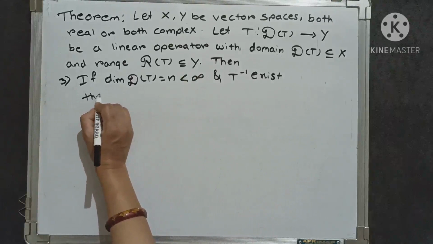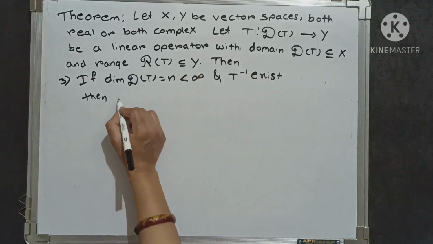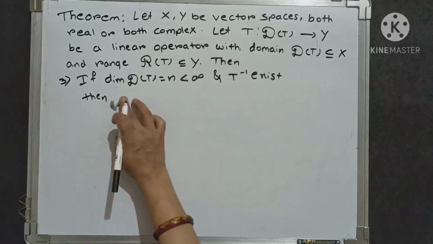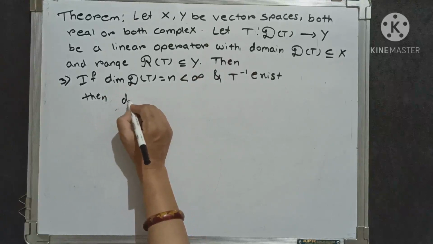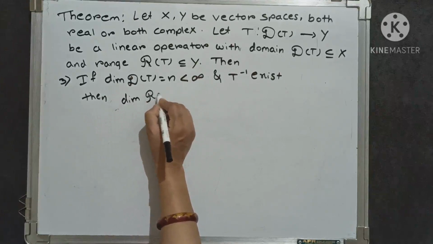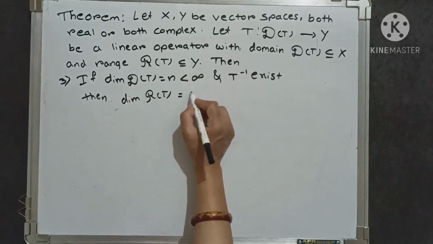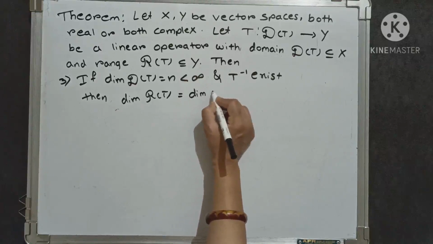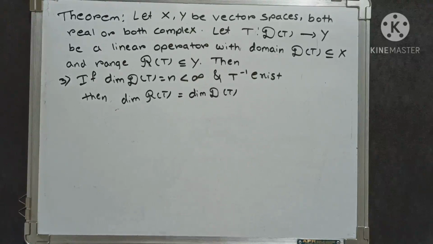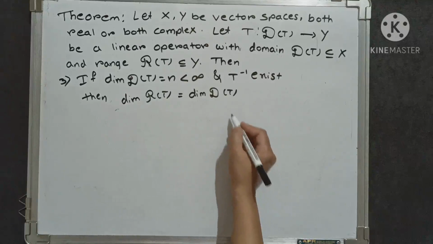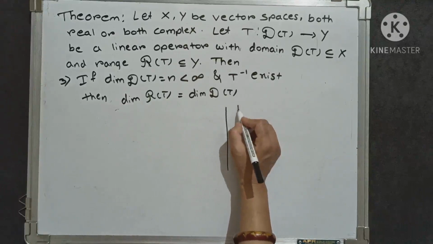then dimension of script R of T is equal to dimension of script D of T. That is what we have to show. Now to prove this statement, we use the statement of the previous theorem which we proved in the last lecture. We write down this statement here.